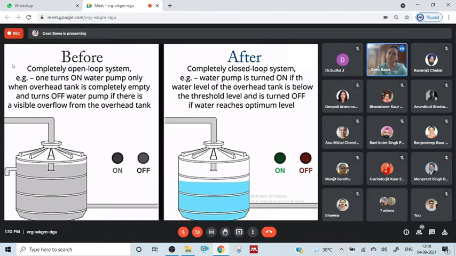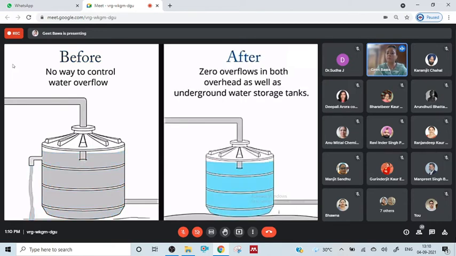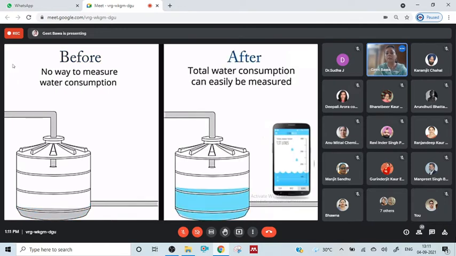For example, the water pump is turned on if the water level in the overhead tank is below the threshold level, and is turned off if the water reaches the optimum level. Earlier, there was no way to control water overflow, so water wastage was there. But now there is zero overflow in both overhead as well as underground water storage tanks. So no water wastage is there. Earlier, there was no way to measure the water consumption, but now total water consumption can be easily measured.